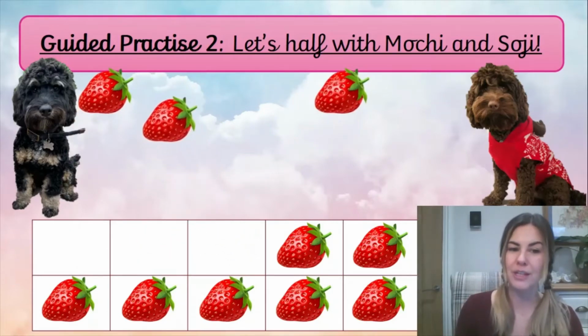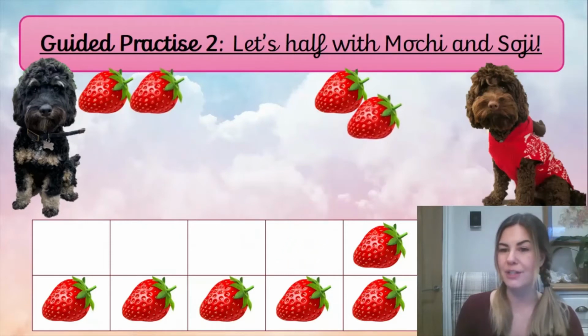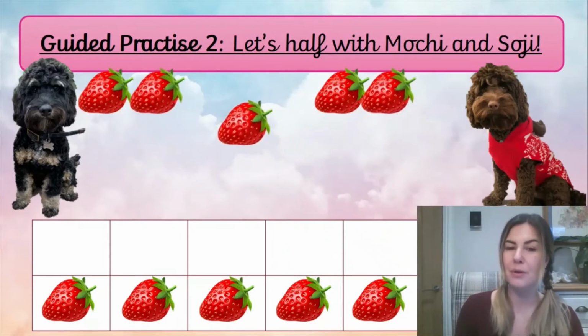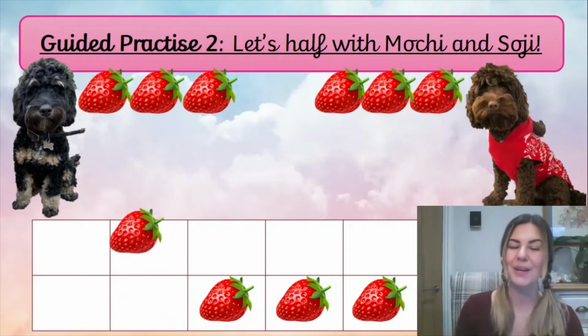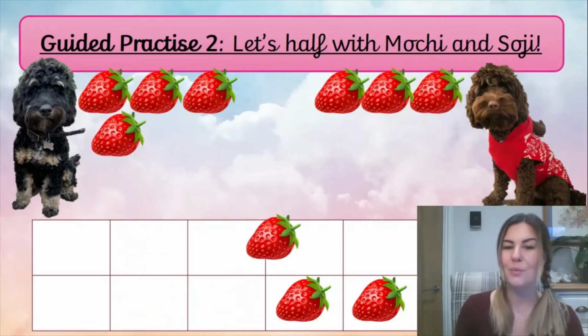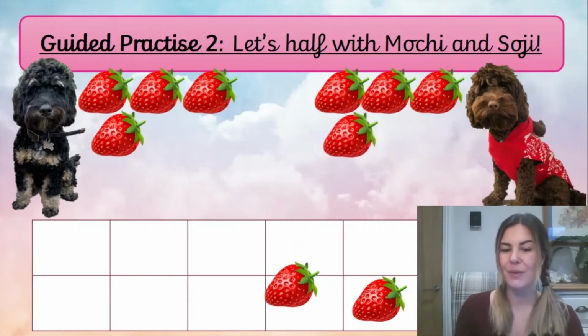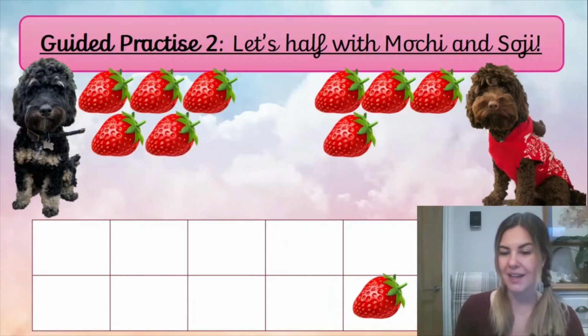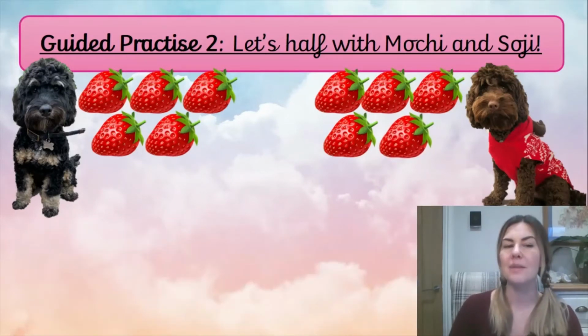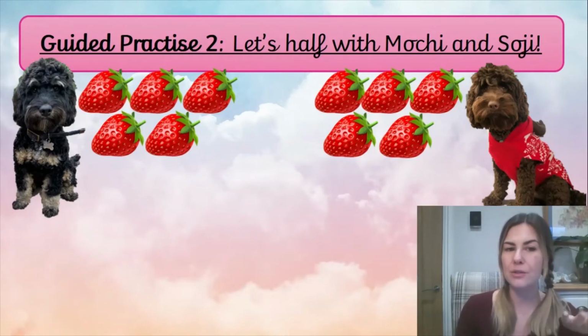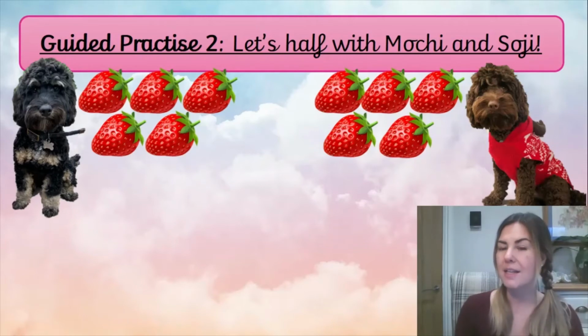1 for Mochi, 1 for Soji, and so on, until all the strawberries are shared. That was a lot of strawberries to get through. Okay, maybe pause the video now. Can you count how many strawberries Mochi has and how many Soji has? Off you go.